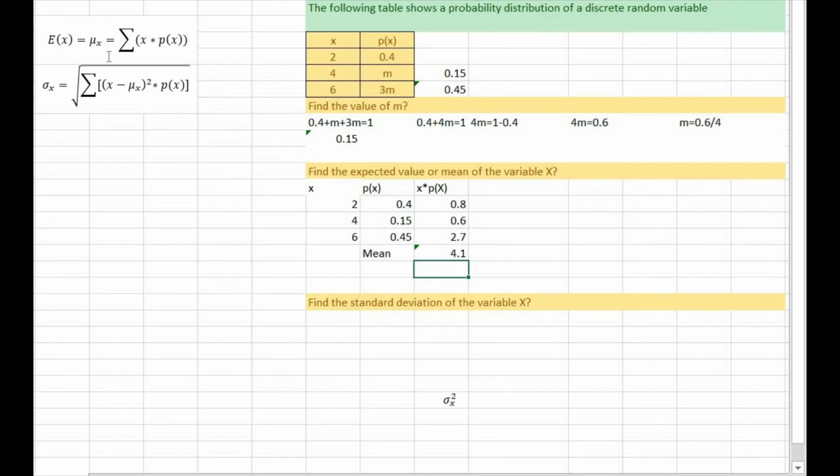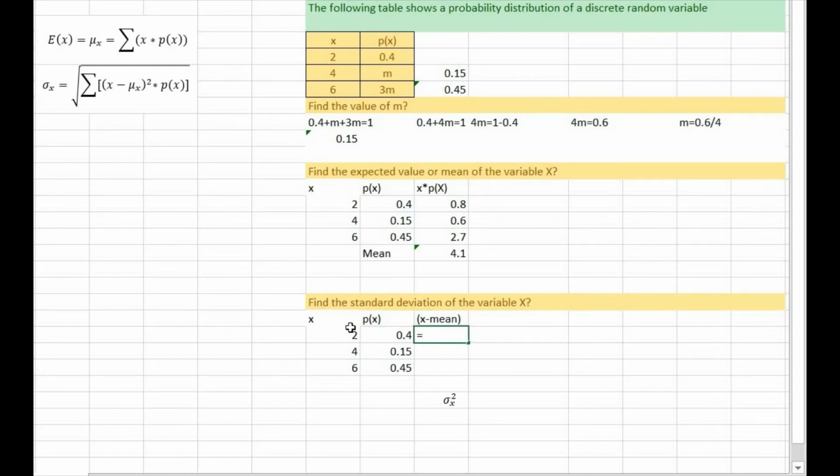And again, we have a formula for the standard deviation as well. The first step is to find x minus mu, or the mean. We computed the mean in the previous step, so I'm going to just copy the first part of the table and paste it over here so I don't have to do it again. The next step will be finding x minus the mean.